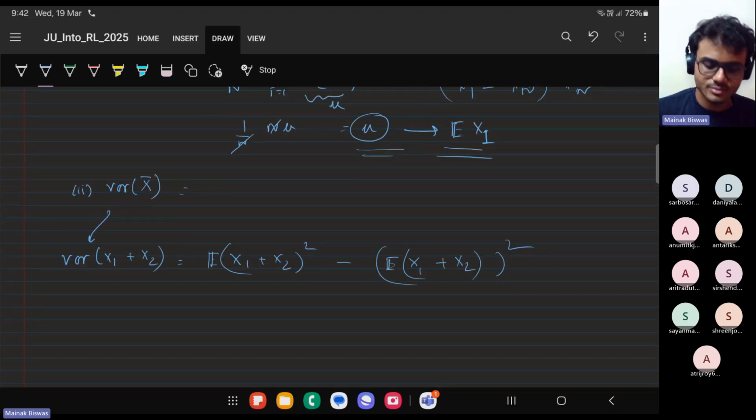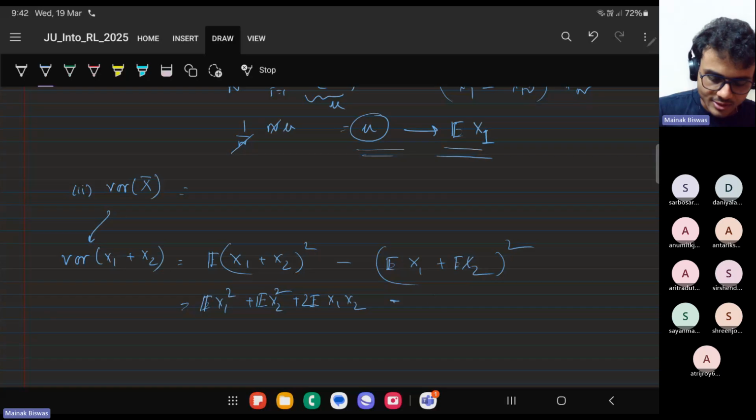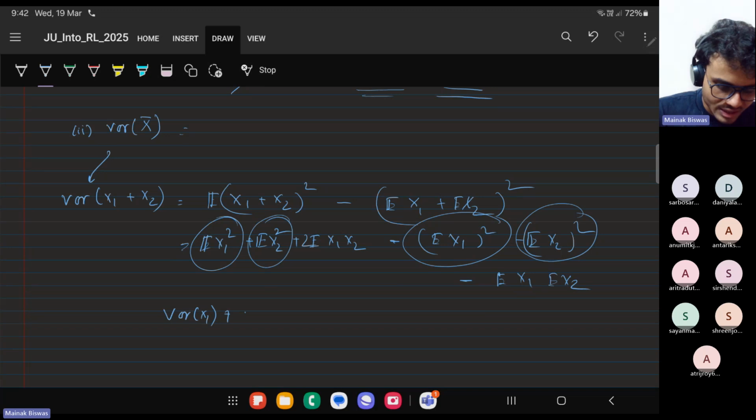In case you're wondering how I got this, this is the variance formula, and I just use linearity to get this. So this is the expected value of x1 squared plus expected value of x2 squared plus 2 times expected value of x1, x2, minus expected value of x1 whole square, minus expected value of x2 whole square, minus 2 times expected value of x1 into expected value of x2. Now I group these terms, and I get variance of x1 plus variance of x2 plus 2 times (expected value of x1, x2 minus expected value of x1 into expected value of x2).